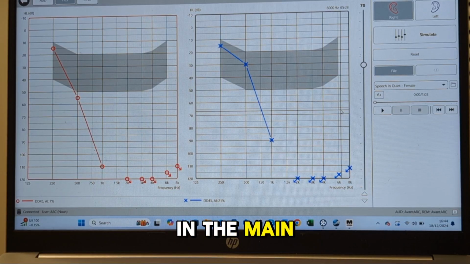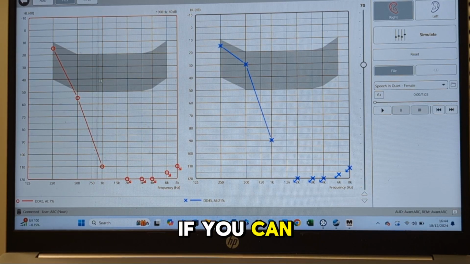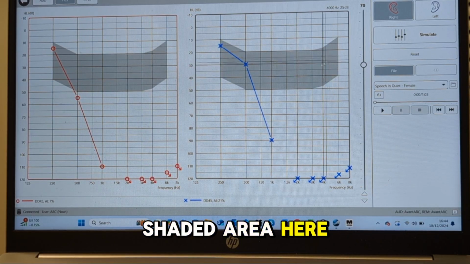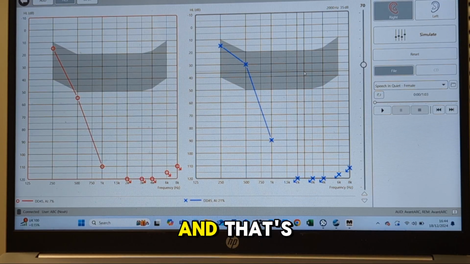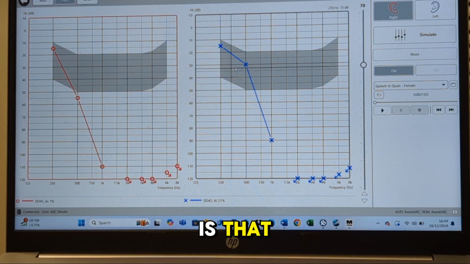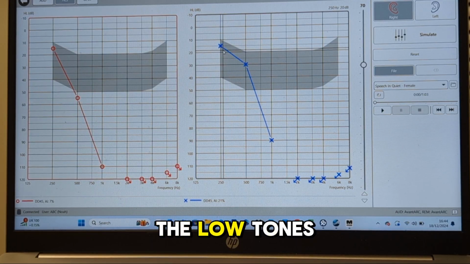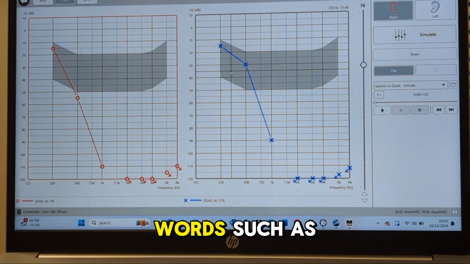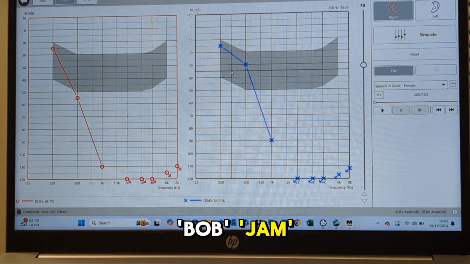But the main thing to mention is, if you can see the gray shaded area here, this is called a speech banana, and that's where somebody's voice would appear if they're speaking with a quiet voice. And what this graph shows us is that for the low tones, where words such as Bob, jam, mum, there would be very little difficulty to pick that up.